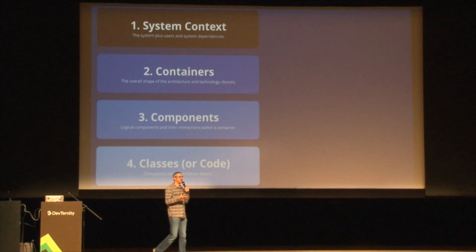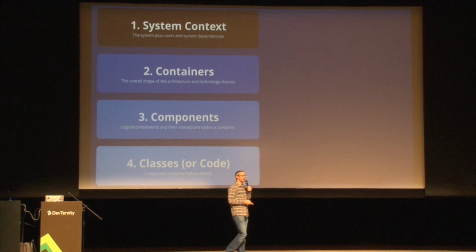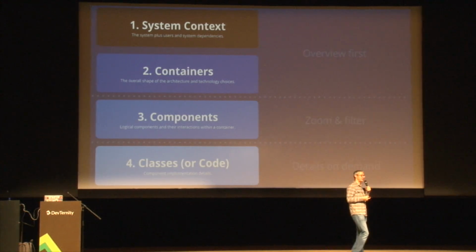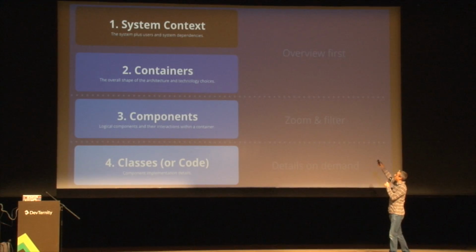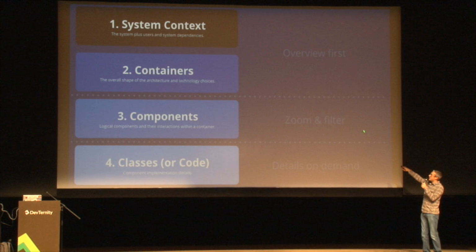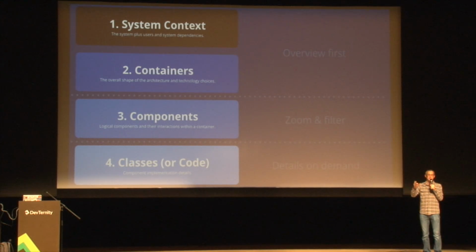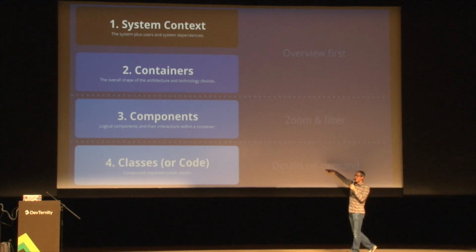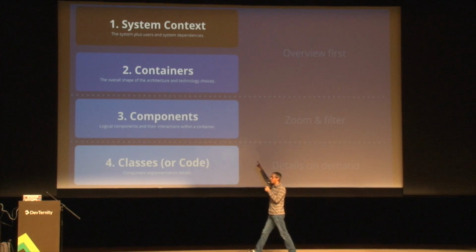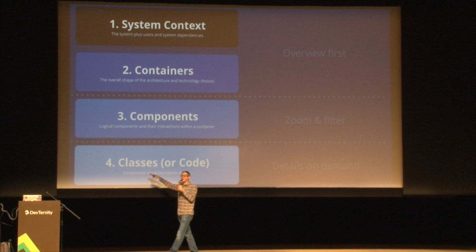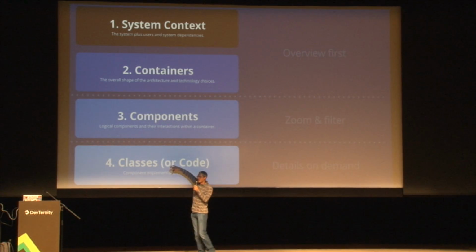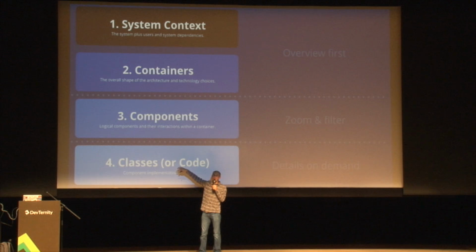If anyone's familiar with something called Schneiderman's mantra, it's a way to deal with big data sets. Essentially, you get an overview first, then you zoom and filter on anything you're particularly interested in, and if you want the nitty-gritty detail, you can get that on demand. And as developers, we know where to get this stuff. It's in the code. It's in our IDEs. So that's why I advocate, don't draw this level of diagram, because we can get that very, very simply.